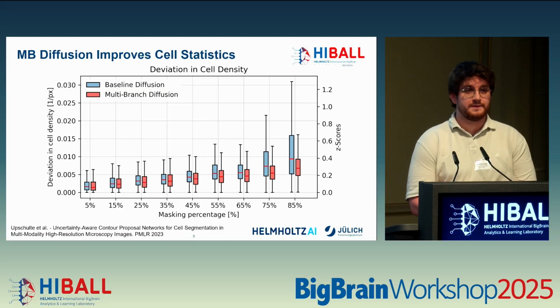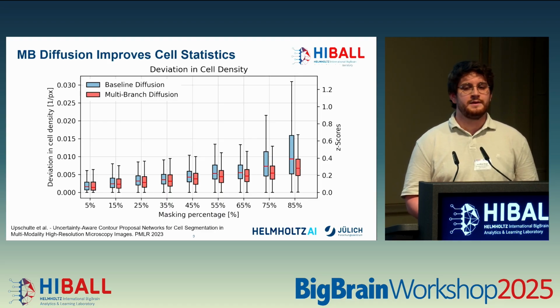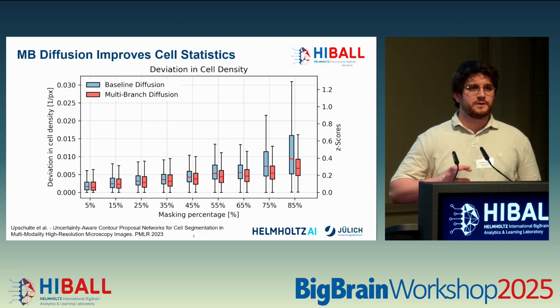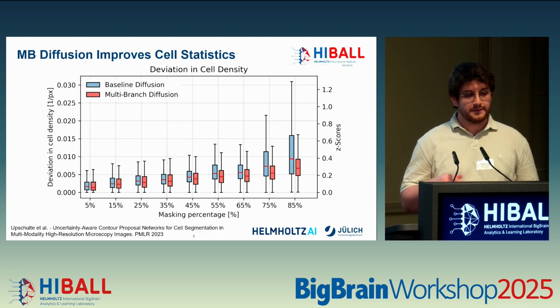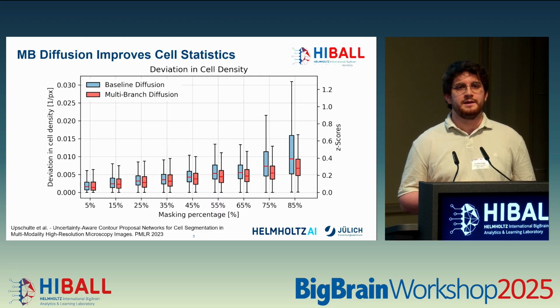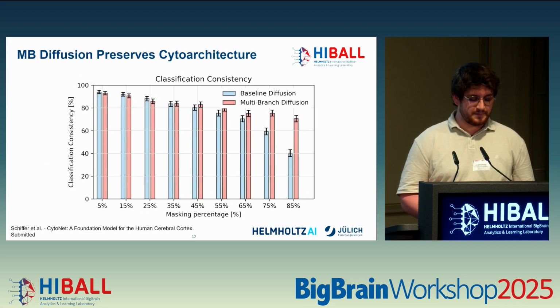The first one is the CPN developed by Eric Upschulte in our group, which just takes the 2 patches, the generated and original, and produces the cell segmentations for this. We can then compute the cell density on these patches and just compare it between original and generated. And we would assume the better the model, the closer this should be to the ground truth. And here we can see that with varying masking percentages, from 5% to 85%, the multi-branch diffusion achieves much lower scores in deviation.